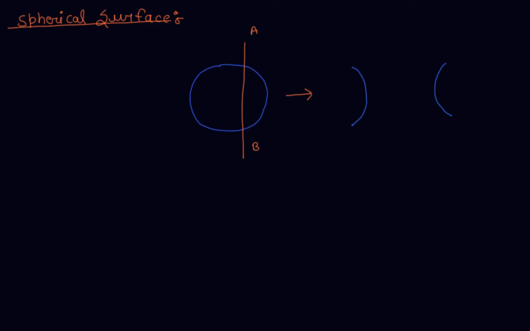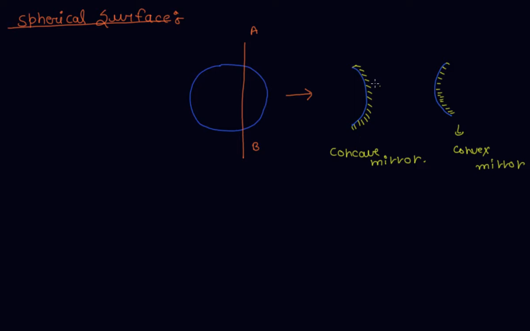If I polish the outer surface of this spherical surface, then this is called a concave mirror. And if I polish the inner surface of any spherical surface, then it is called a convex mirror.